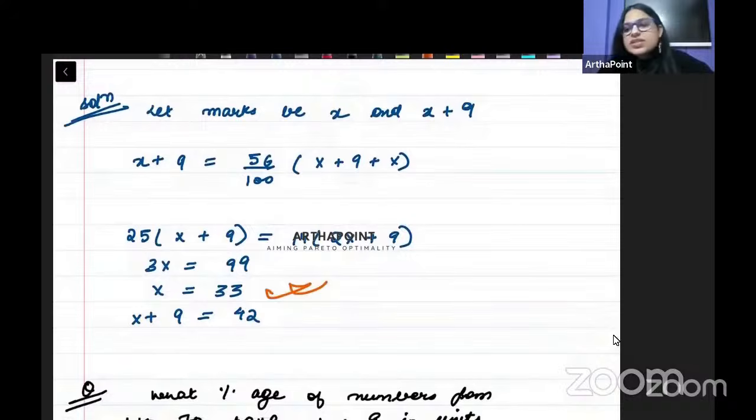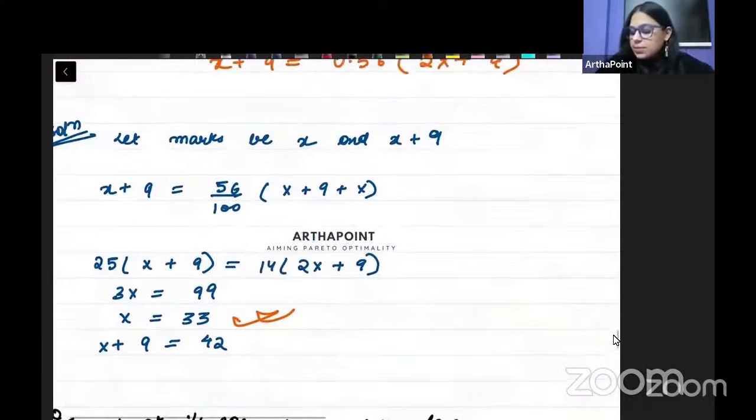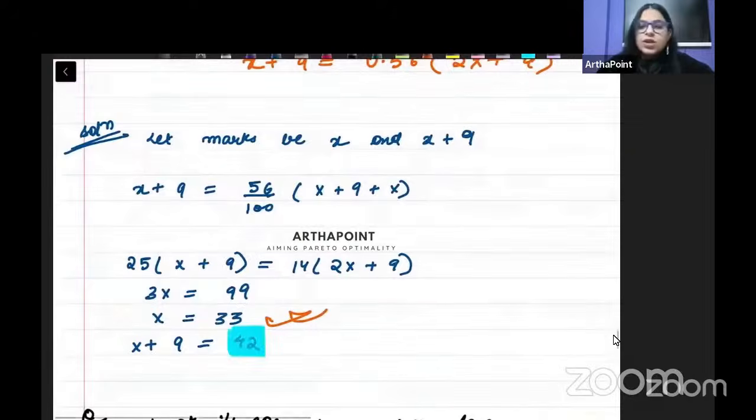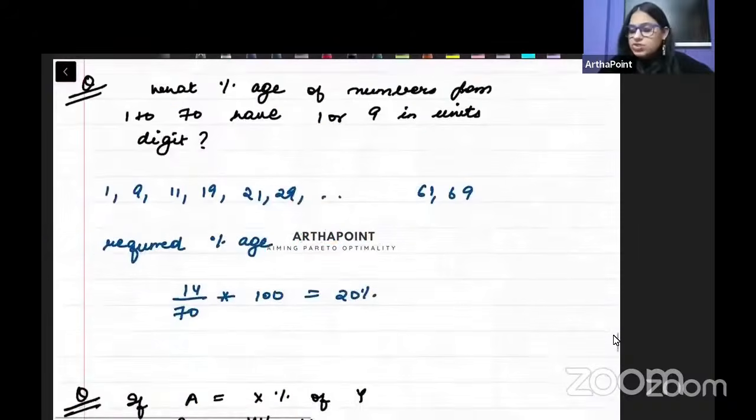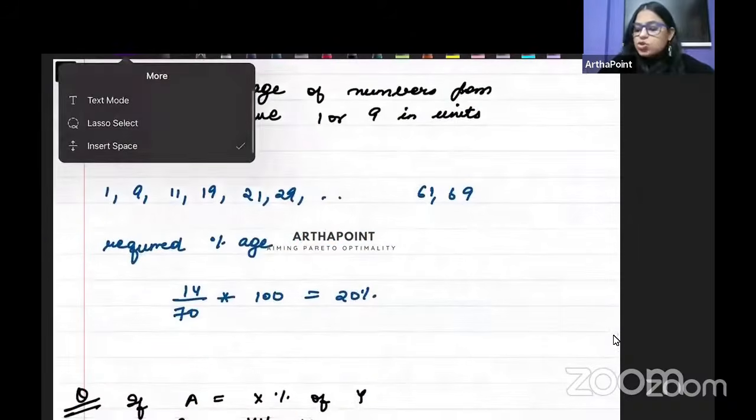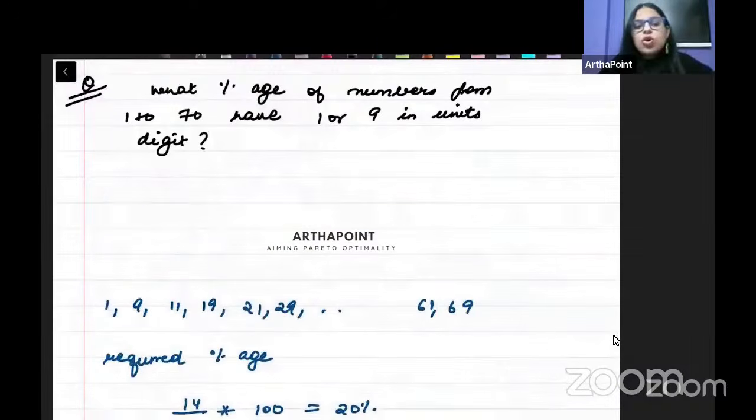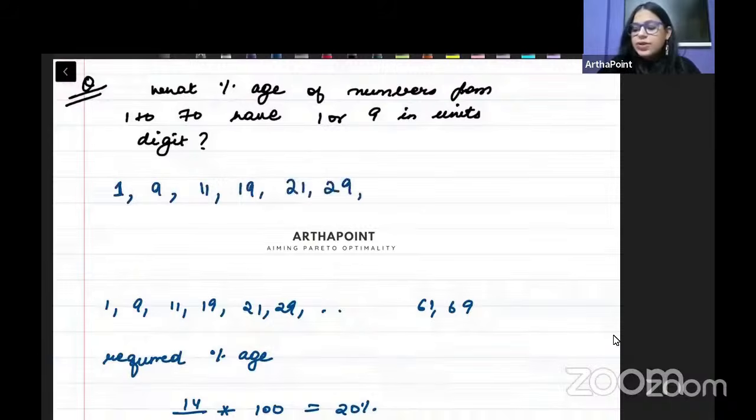So the marks of the other person is x plus 9. So 33 plus 9 will be 42. So the two marks will be 33 and 42. Okay, come to the next question. This is a good one. It says, what percentage of numbers between 1 and 70 have either 1 or 9 in the unit digit? So what will be our numbers, beta? It can be 1, it can be 9, it can be 11, it can be 19, it can be 21, it can be 29, and so on till 61, 69.